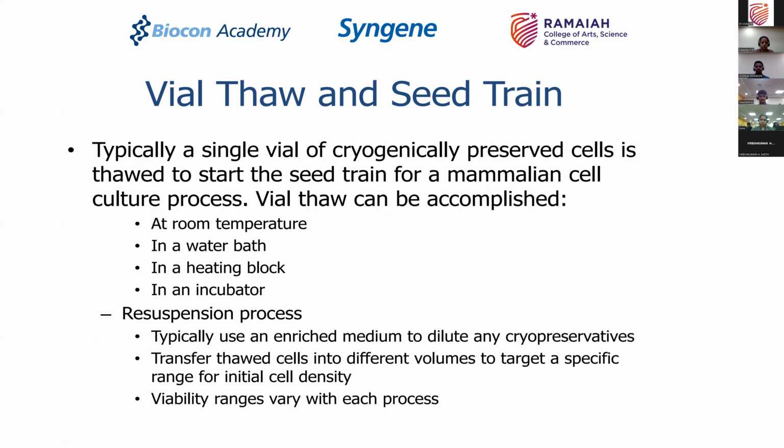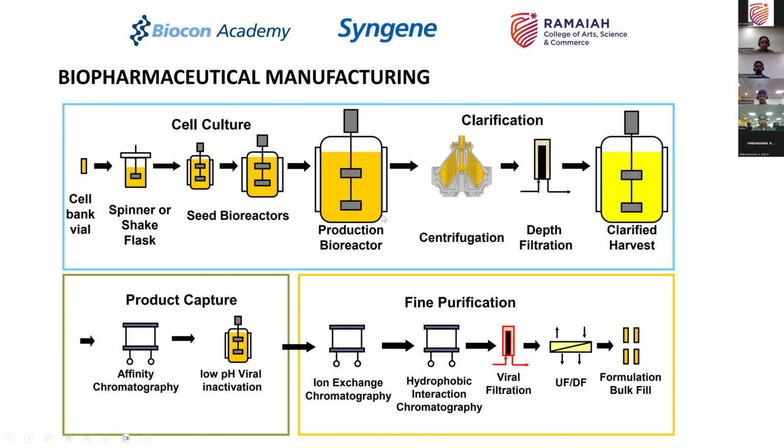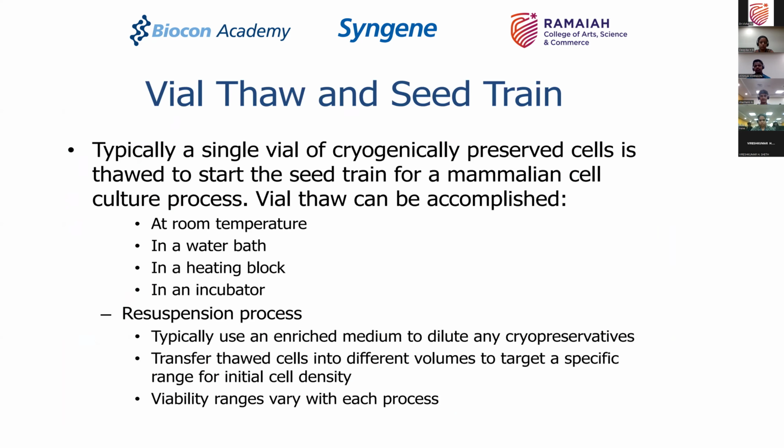So the vial thaw and seed train. These vials are generally stored at -20, -80 degrees centigrade, because you do not want them to grow while sitting in the vial itself. So they are stored at a low temperature so that they do not start to grow or have a death kinetics generated there. Remember the death kinetic curve that we studied in the sterilization process. So a single vial of cryogenically preserved cells is what you start with. It is frozen at -20, -80.